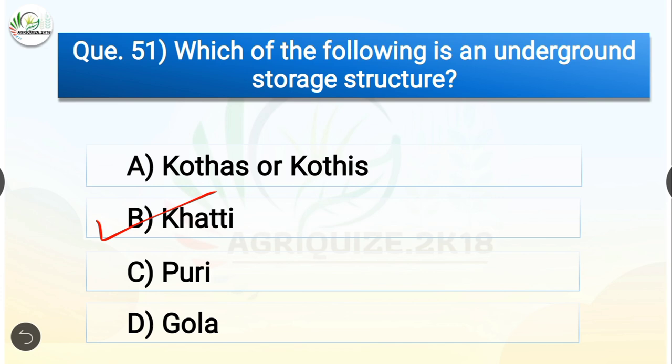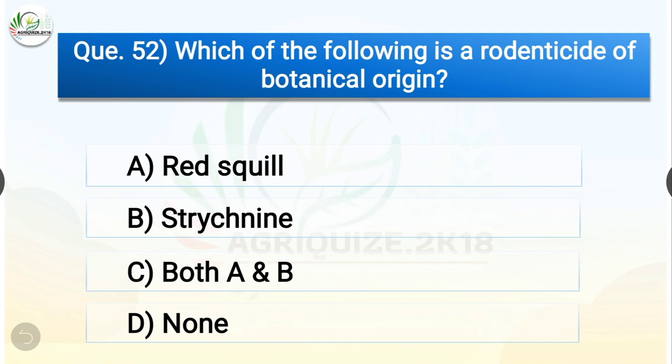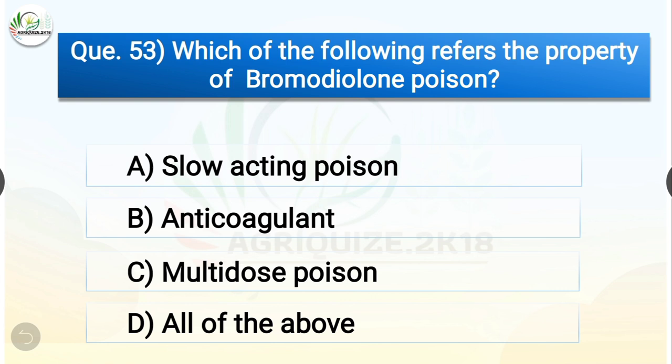Question number 52. Which of the following is a rodenticide of botanical origin? The options are red squill, strychnine, both A and B or none. The correct answer is option C, both A and B. So red squill and strychnine are rodenticides of botanical origin. Question number 53. Which of the following refers to the property of bromadiolone poison? The options are slow acting poison, anticoagulant, multi-dose poison, or all of the above. The correct answer is option D, all of the above. So all three, slow acting poison, anticoagulant and multi-dose poison, refer to the property of bromadiolone poison.